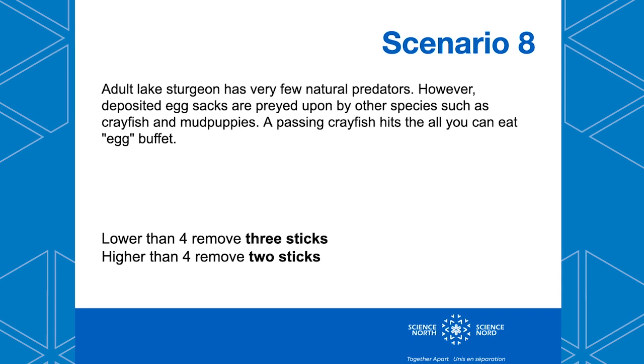Adult lake sturgeon have very few natural predators. However, deposited egg sacs are preyed upon by other species such as crayfish and mud puppies. A passing crayfish hits the all-you-can-eat egg buffet. If you roll lower than 4, remove 3 sticks. If you roll higher than 4, remove 2 sticks.